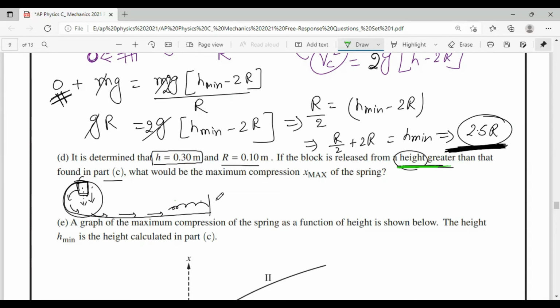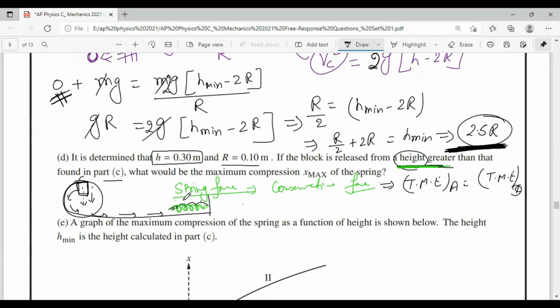Why? Because when we collide with the spring, see, spring force is also a conservative force. Spring force is also a conservative force, so we can apply total mechanical energy. Yes, we can apply total mechanical energy conservation. So total mechanical energy at A should be equal to total mechanical energy at point, let us suppose, D.